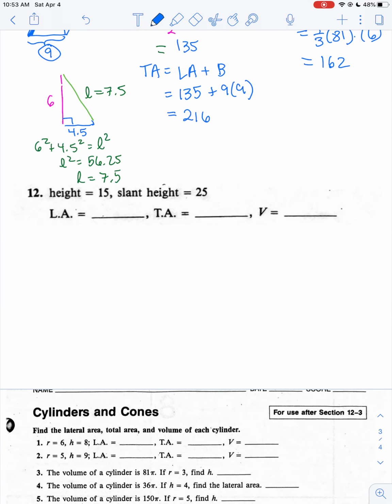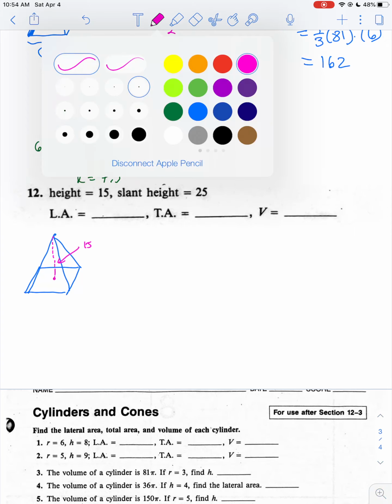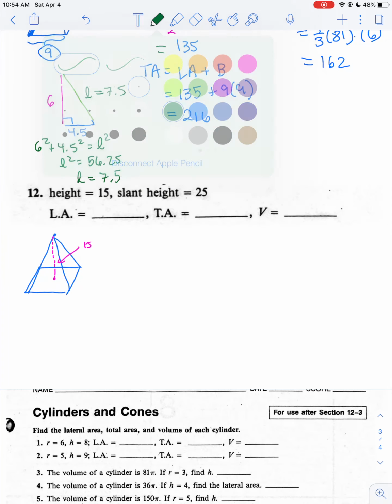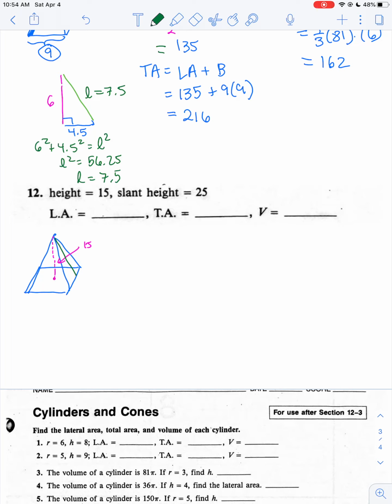Okay, lastly we have 12. Still a square pyramid. So go ahead and practice sketching your square, putting a vertex on top, connecting the front two that you see, and then the third vertex on the back. Okay, and this time you guys are given that the height is equal to 15, so straight down from the vertex to the center, that value is 15. And the slant height, which I'll keep as green, is equal to 25.